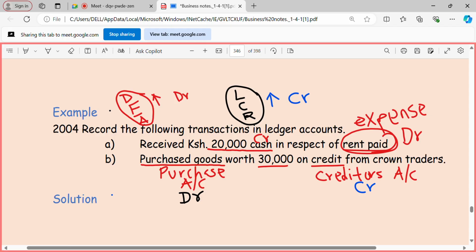So you are paying the rent. It is part of your expense. The money that you are getting from your business, you're going to use it to pay. So it is an expense.